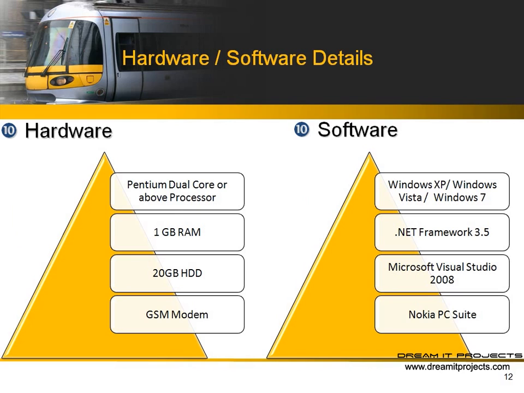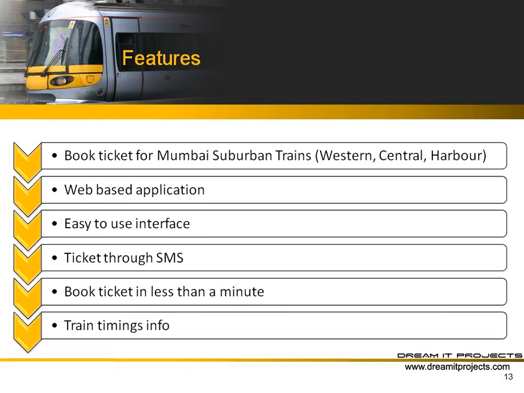Now let's come to the hardware and software details of the project. What are the hardware requirements? You would require a minimum of a Pentium dual core or above processor, 1 GB RAM, 20 GB hard disk, and a GSM modem to implement this project. And then the software would be Windows XP or Windows 7, anything. The .NET framework required is minimum 3.5. You will require Microsoft Visual Studio and a Nokia PC Suite when you connect your GSM modem and all those things.